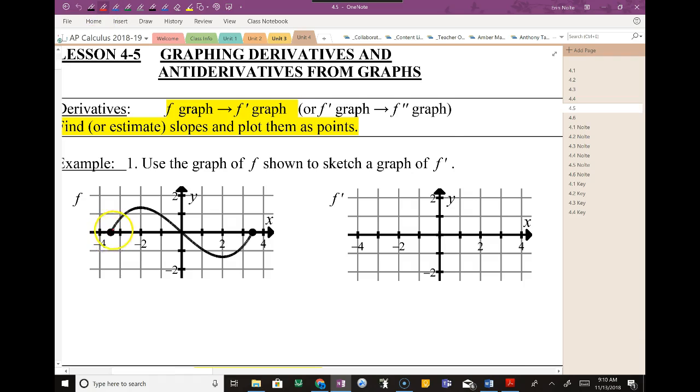Okay, so this slope right here, what would you guess that the slope right at that point is?